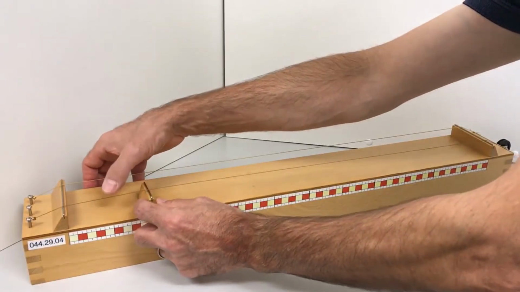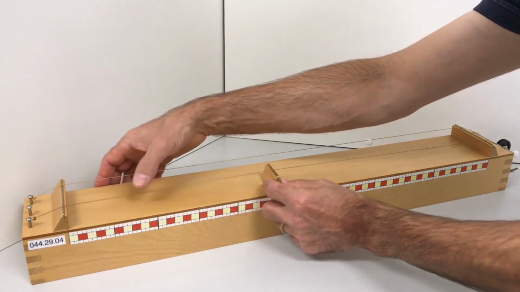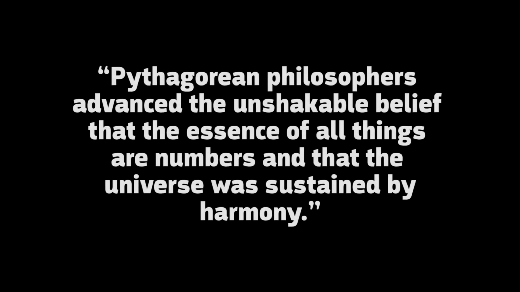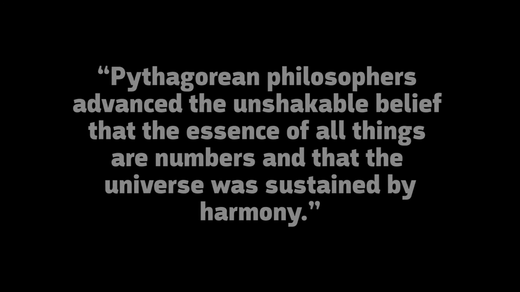He conducted musical experiments with things such as string lengths to discover mathematical ratios, and from this developed a tuning system called Pythagorean tuning. According to Wikipedia again, Pythagorean philosophers advanced the unshakable belief that the essence of all things are numbers, and that the universe was sustained by harmony.